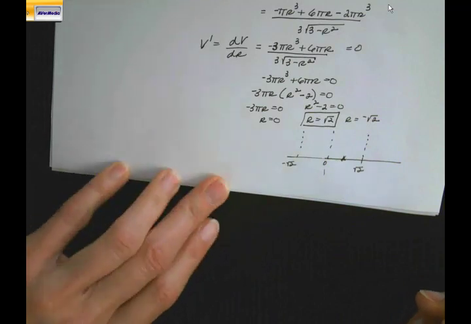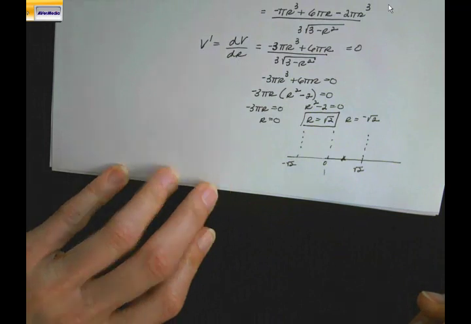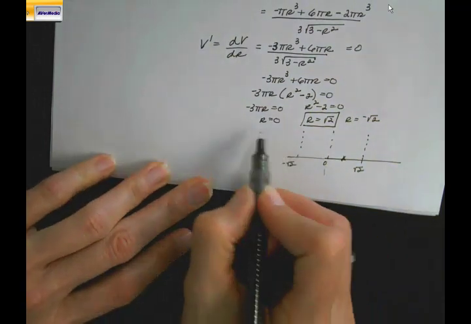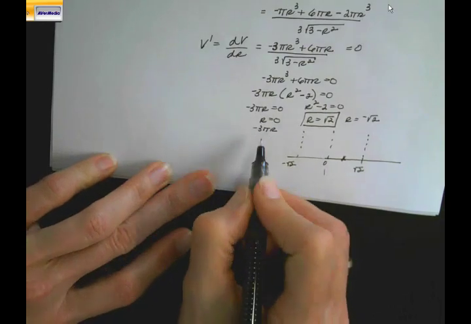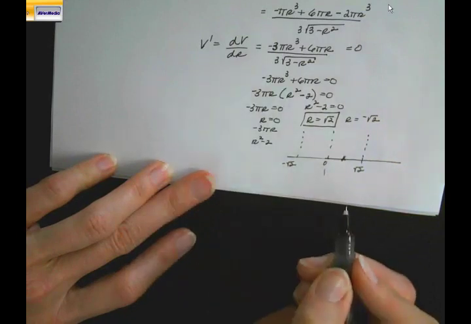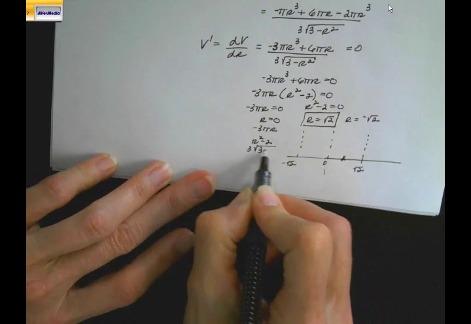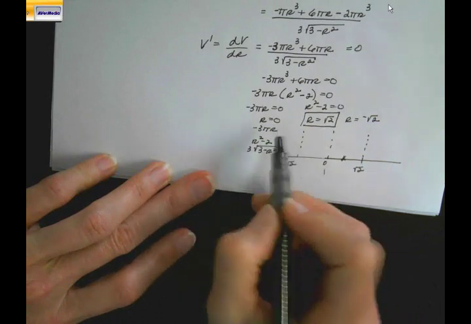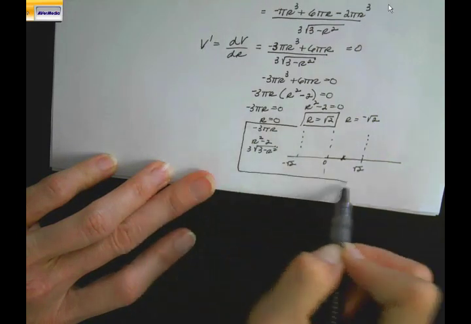Okay, and how did I do this? I think I just actually did the whole thing. No, I didn't. I did the whole thing here. I took a negative 3 pi r, and then I did the r squared minus 2. And don't forget you have a denominator of 3 times the square root of 3 minus r squared. Here's all the pieces of the sign chart.